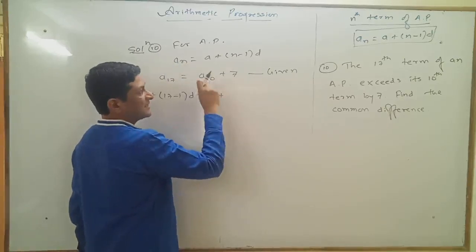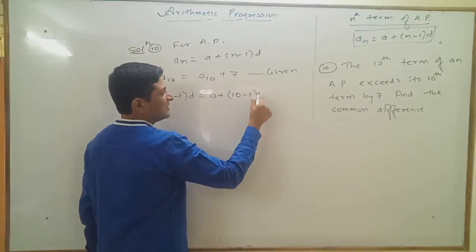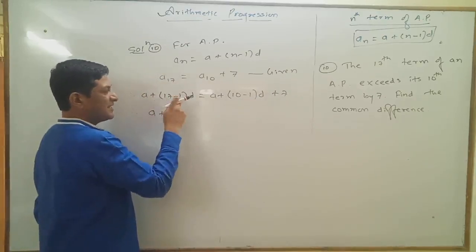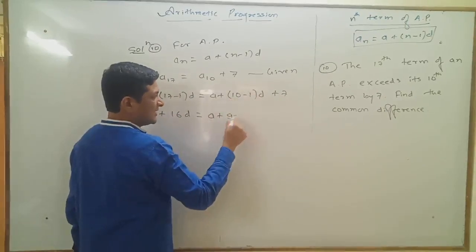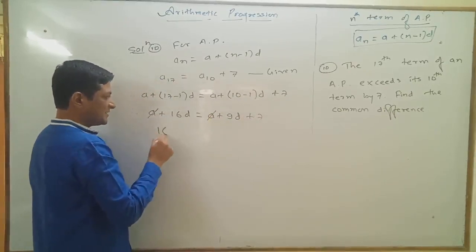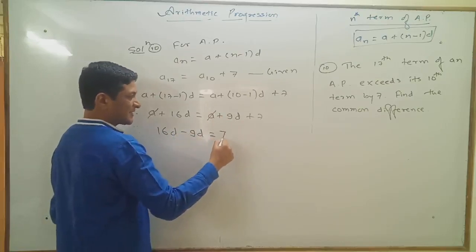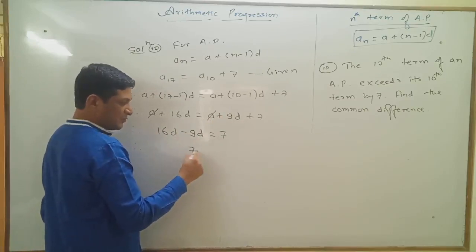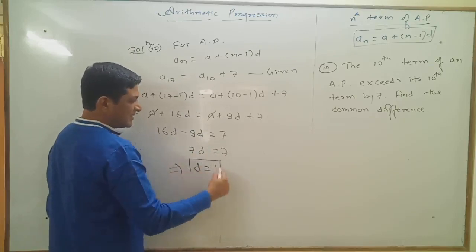A plus n is replaced by what? 10. So here also replace n by 10: A plus 10 minus 1 into D, plus 7, keep it as it is. So here A plus 17 minus 1 is 16D is equal to A plus 10 minus 1 is 9D plus 7. A and A on both sides will get cancelled. 9D on this side will become minus 9D, equal to 7. So 16D minus 9D is 7D, equal to 7. This implies that D is equal to 1, and that is the value which we have to find.